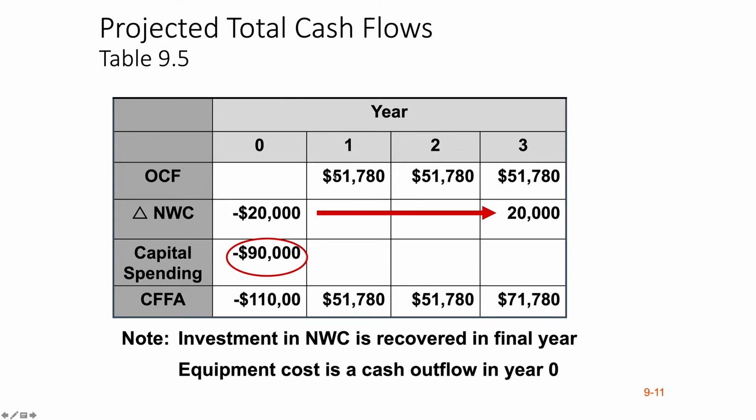But at year 0 now, the net working capital, you have increased it by the amount of $20,000. So a net working capital increase is a cash outflow. The money is tied up. The net working capital is $20,000. It's a cash outflow. Capital spending of $90,000 is for the machine.